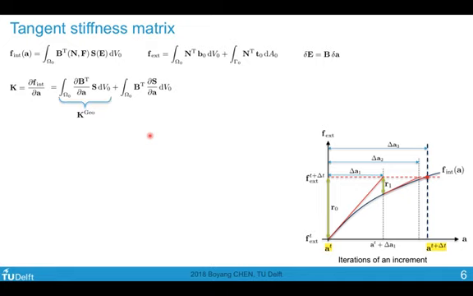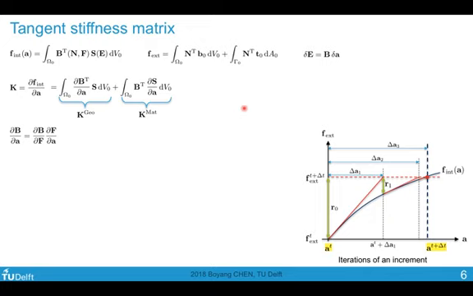The first contribution is usually called the geometric tangent stiffness, and the second one is called the material tangent stiffness. I will explain why this is the case later. So basically, at this stage, the thing to remember is that now our tangent stiffness matrix has two contributions. Let us further analyze the first one, the geometric tangent stiffness matrix.